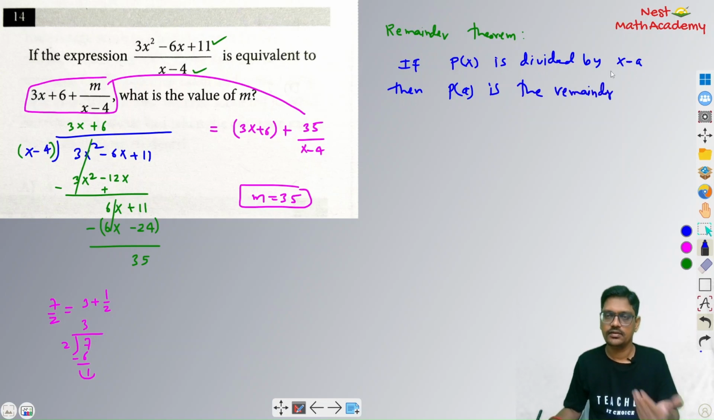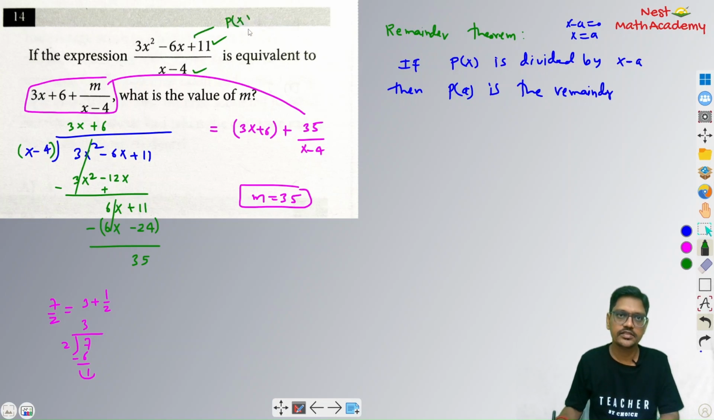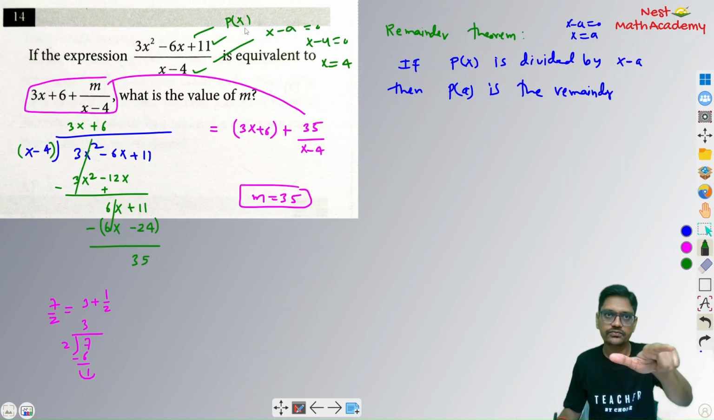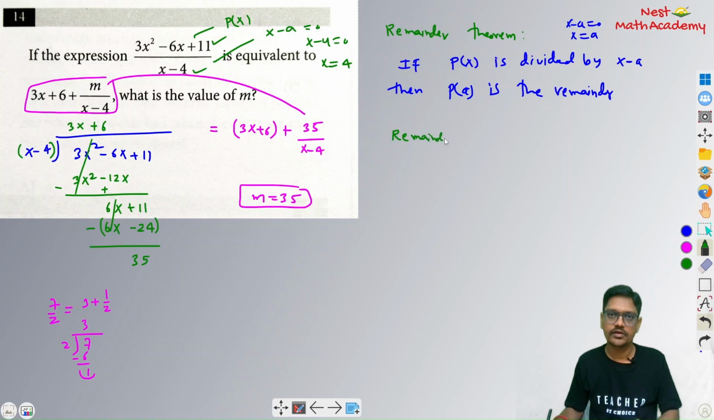Whichever linear factor you want to divide with, equate it to 0. If I equate x minus a to 0, I'll get x is equal to a. Substitute that a in place of x, and you'll get the remainder. Here I want to call this our p of x. Obviously this is our linear factor x minus a. If I equate x minus 4 to 0, x is equal to 4. Therefore the remainder is obtained by substituting 4 in p.